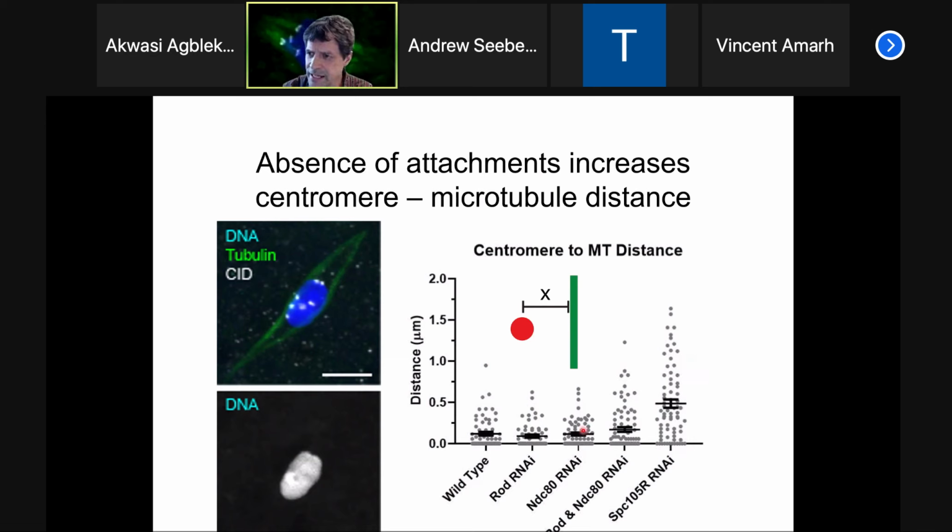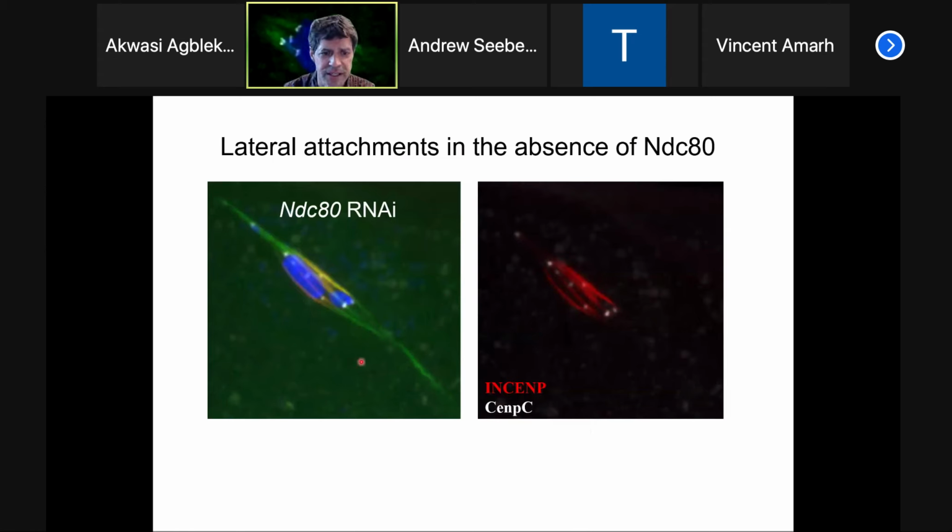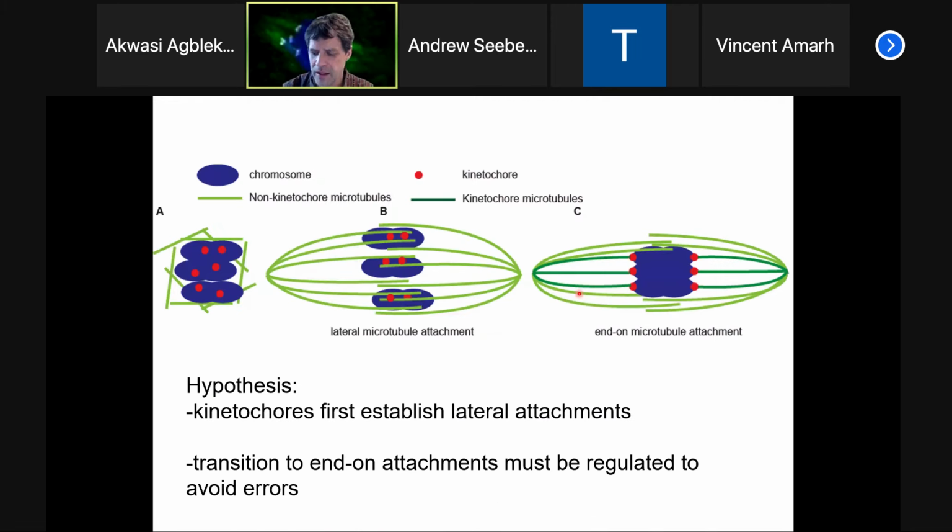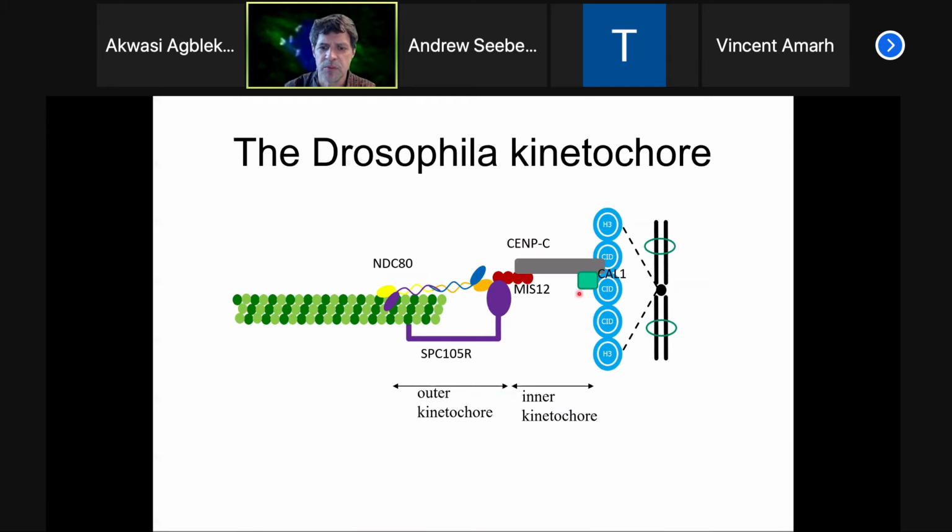When we knocked out NDC80, also killing what we thought was the kinetochore, the microtubules were still close to the kinetochores. You can actually see that in this picture. The kinetochores, although they're scrambled all over the place, seem to be associating or riding along the sides of microtubules. So the conclusion was that if we knocked out kinetochore protein SBC105R, we lost all connections to the microtubules. But if we knocked out NDC80, we retained those lateral attachments. So SBC105R, which is present in the absence of NDC80, must be capable of making lateral attachments.